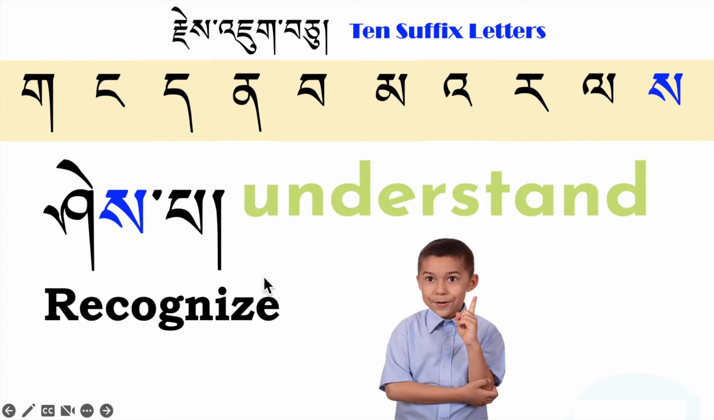So for now we have learned the 10 suffix letters, all the examples, and we have learned the root letter and the suffix letter. These are all things we have to remember. Don't forget the vocabulary and the meanings. All of these are very important, so keep them in mind. And we're going to move on to the next subject.